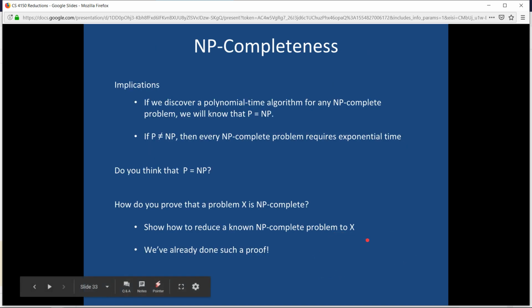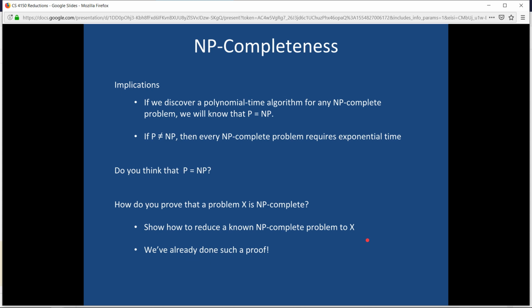This is what I just said. If you discover a polynomial time algorithm for any NP complete problem, you will have shown that P equals NP. And again, that's considered unlikely because people have been trying, every programmer has the potential to discover this elusive algorithm. It hasn't happened. If P is not equal to NP, if you prove that, you will have proven that every NP complete problem requires exponential time.